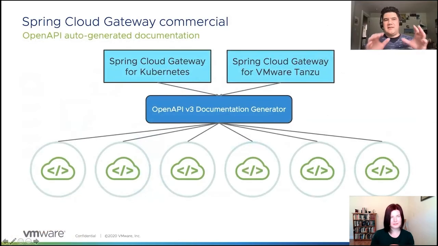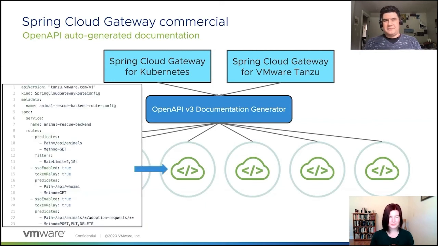Now, what's interesting is the auto-generated documentation. In both cases, the Kubernetes and the Tanzu Application Service versions, they have an OpenAPI v3 documentation generator. And that generator is able to look at all the instances that are being managed in Tanzu Application Service, that'd be by our service broker, and on Kubernetes by our operator. And then it's able to generate a documentation array of OpenAPI specified v3 documentation.